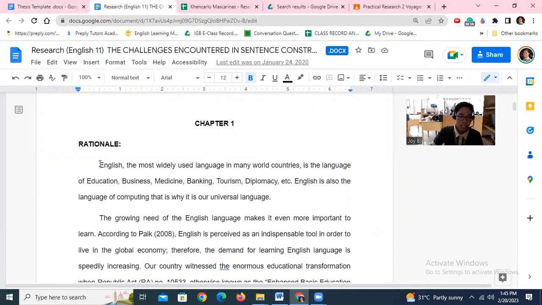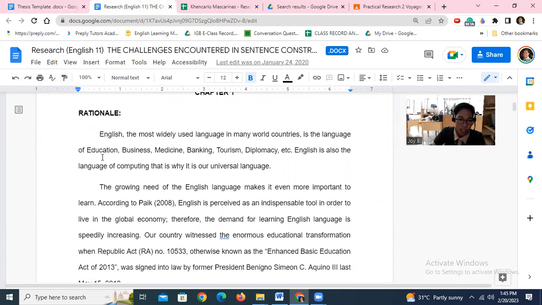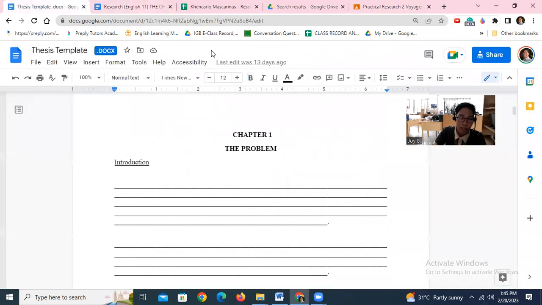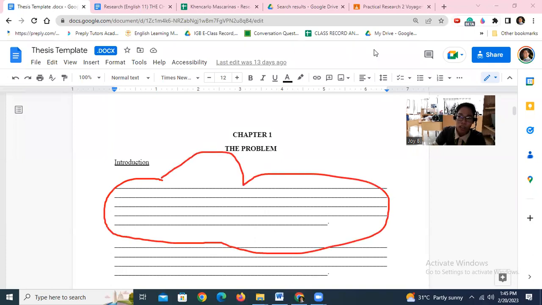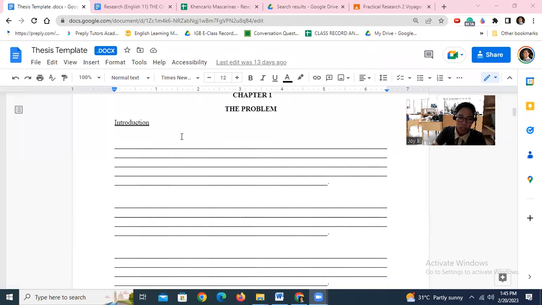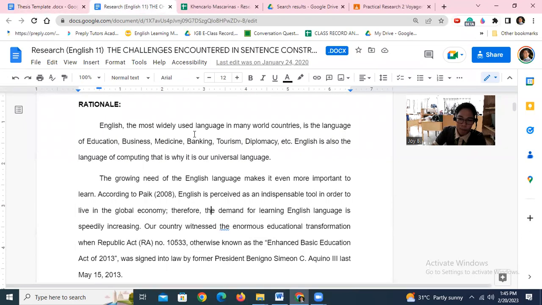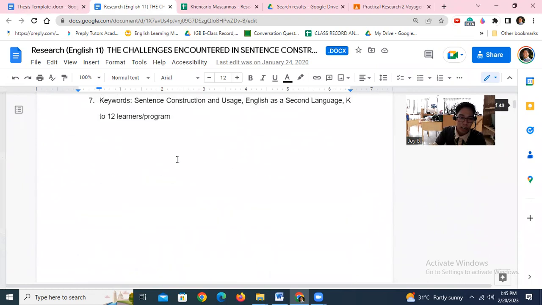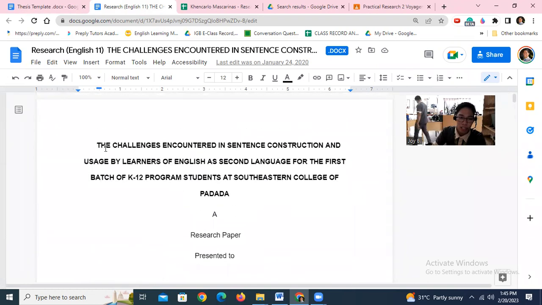What you need to do in this chapter is copy the text here, then paste it in your thesis template. You just need to change it based on the category or the subject you have. For example, when I conducted my research before, when I was still in college, we were conducting a study about the challenges encountered in sentence construction and usage by learners of English as a second language for the first batch of the PIVOTAL program at Southeastern College of Padada.